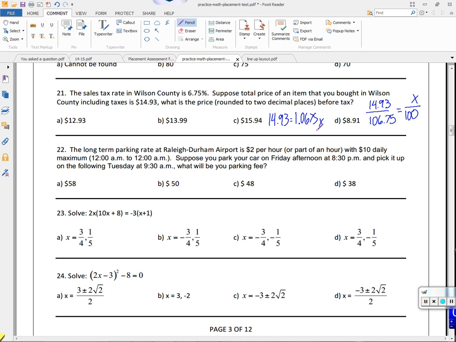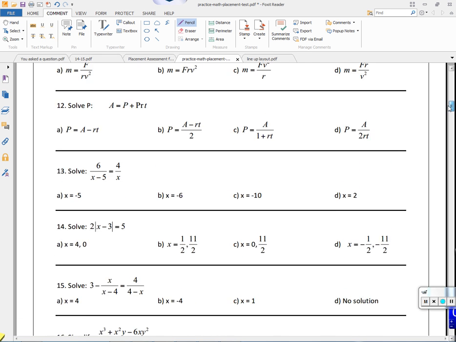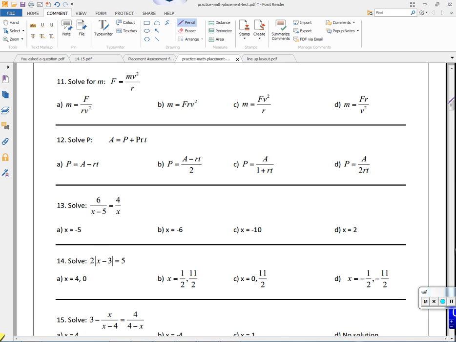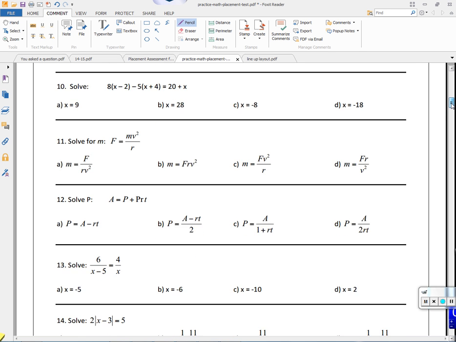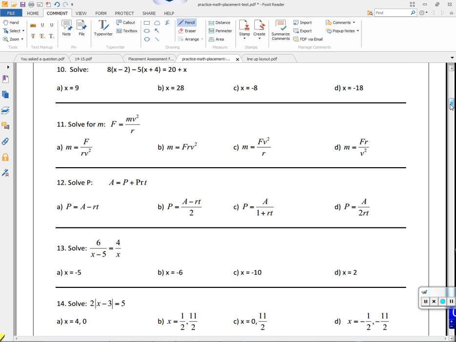Okay. Show us another one that was simple. 11. Good choice. So that's maybe a little bit challenging, but you say it's easy. What did you do? I solved it for m. Right, we want that one right there. So I multiply the other side by r. Okay, so we get f.